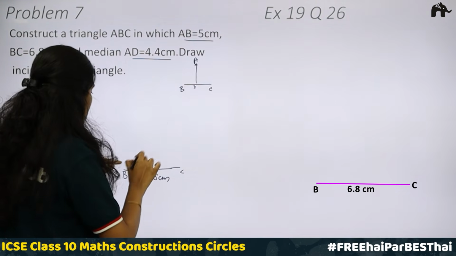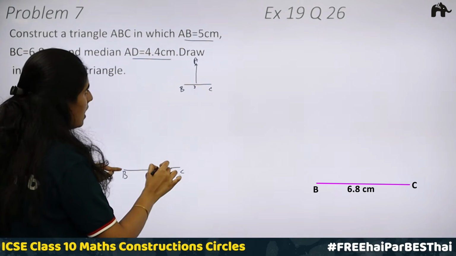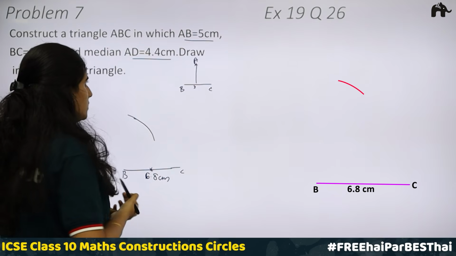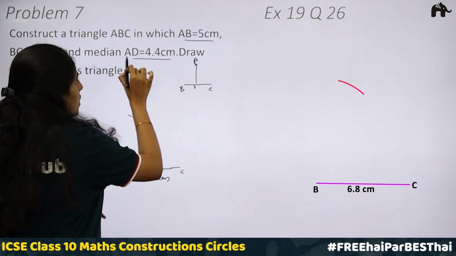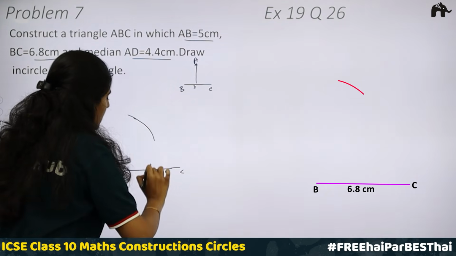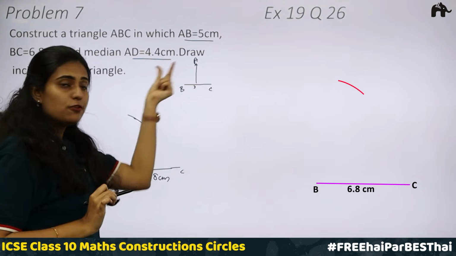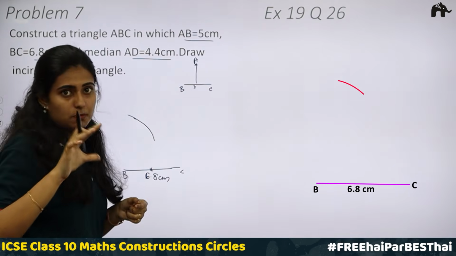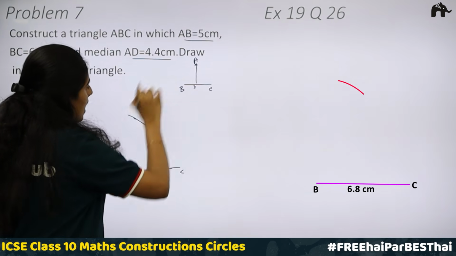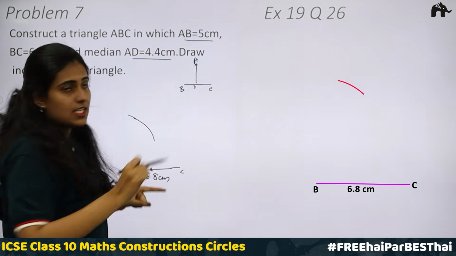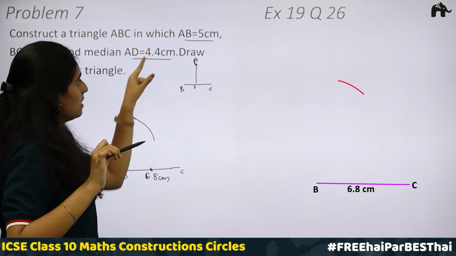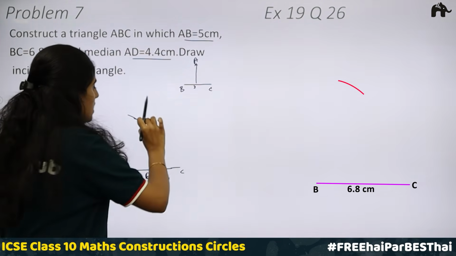In the compass, keeping B as center, we will draw an arc of length 5 centimeter. So, this is the required arc. Then what we know is measure of AD is 4.4 centimeter. So, taking D as center and 4.4 centimeter measured in your compass with the ruler, the arc which is drawn with B as center and radius 5 centimeter and D as center and measure 4.4 centimeter will intersect at a point.